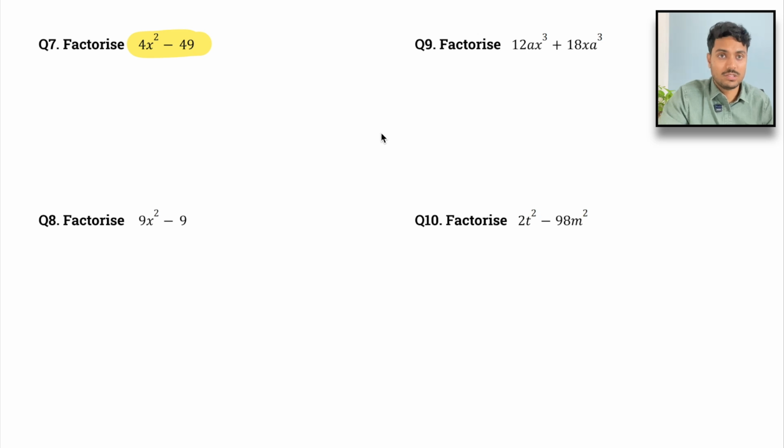In this type of equation, this is the difference of squares. You have to check whether both the terms are perfect squares or not. We can clearly see 4 is a perfect square number and 49 is also a perfect square number. 4 is actually 2 squared and 49 is 7 squared. So can we write it like this? (2x) the whole squared minus 7 the whole squared.